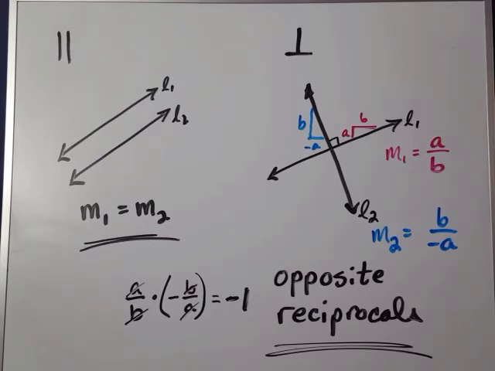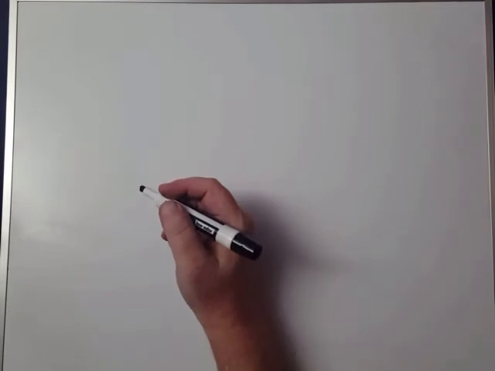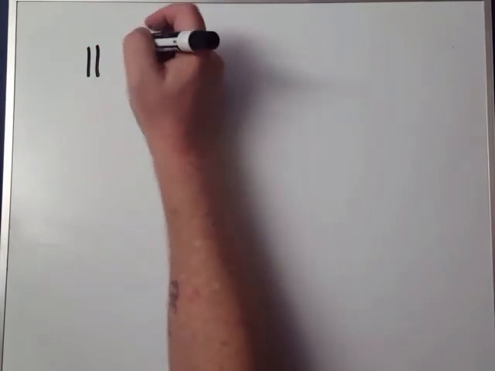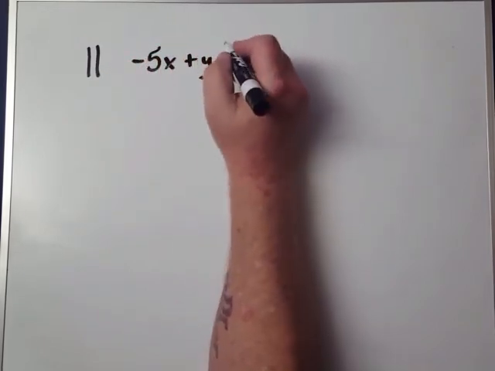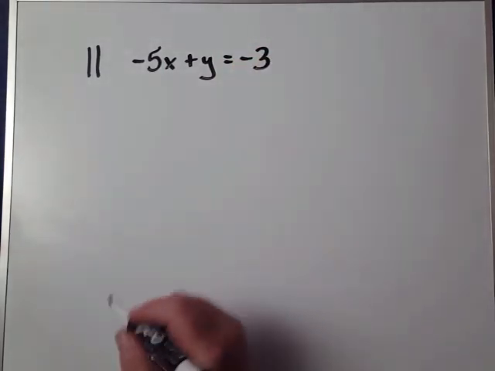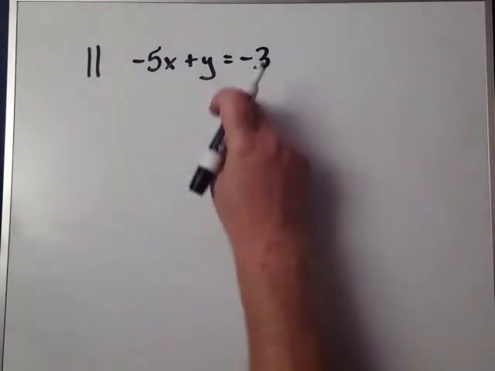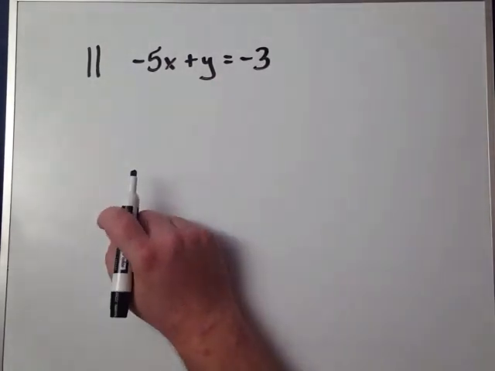Look at number 66. In number 66, we're asked to find the slope of a line whose graph is, part A, parallel to the graph of -5x plus y equals -3. And then part B, we're going to be asked for perpendicular to that same thing. What is the slope of a line that's parallel to this guy? I'm not going to graph him. All I need is his slope.